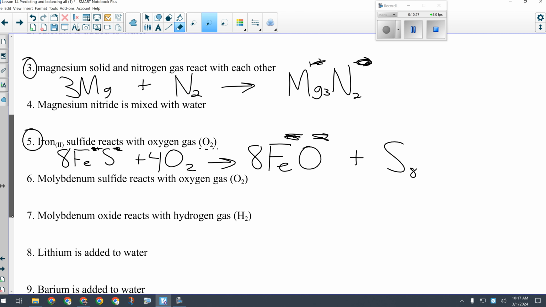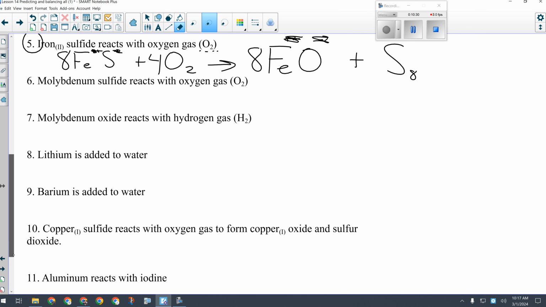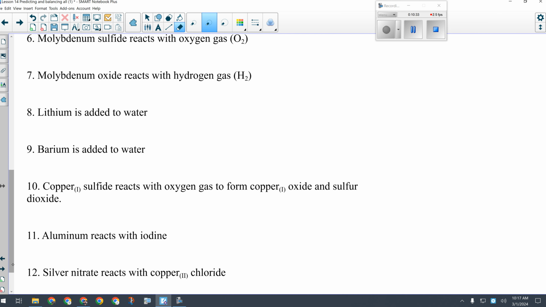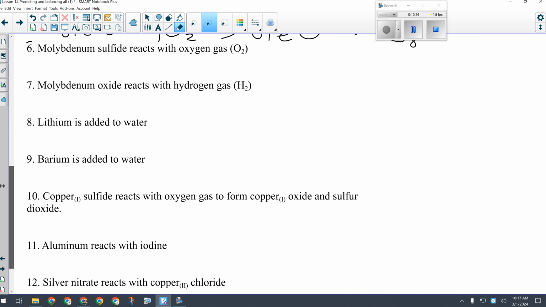Okay, I would like you guys to also try 6, 11, and 12. All right, so for number 6, we got molybdenum, which is Mo, and it has a crazy charge of +6, reacting with sulfur. It's molybdenum sulfide. This is a -2. When I drop and swap, what numbers do I get? 1 and 3. Okay, because I have to reduce. I don't leave it as 2 and 6.